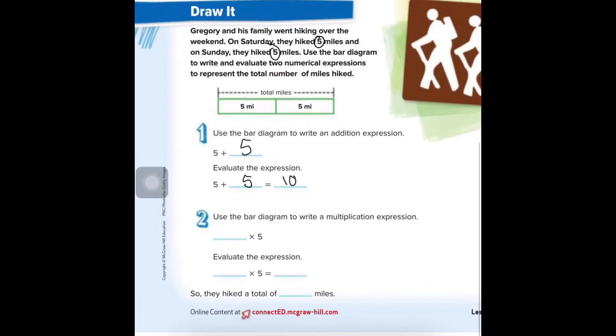Use the bar diagram to write a multiplication expression. As you can see up here, we added 5 plus 5. Well, multiplication is just repeated addition. So we can just say we had two 5s, and we can write it as a multiplication problem. So 2 times 5, and evaluate or solve means 10. So they hiked a total of 10 miles.